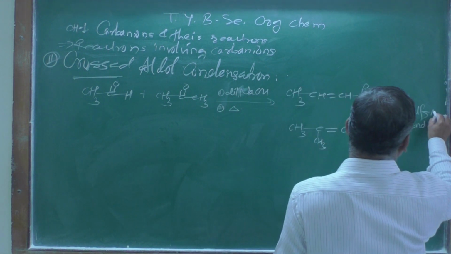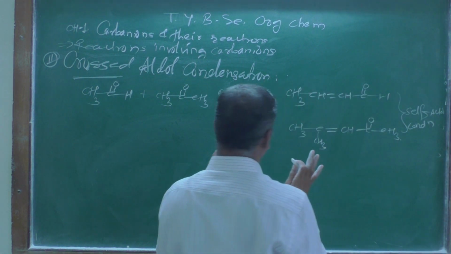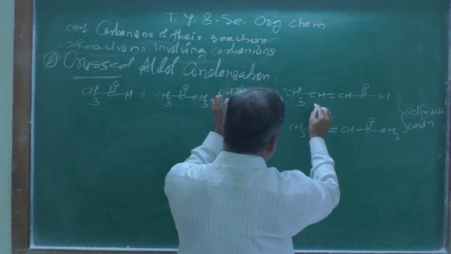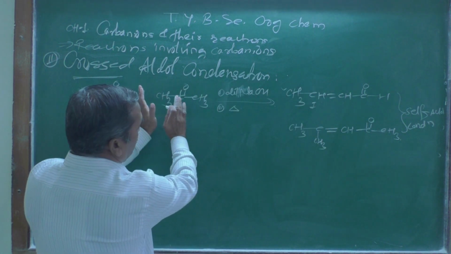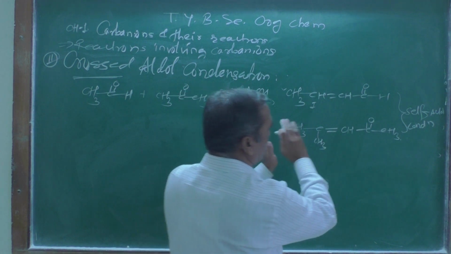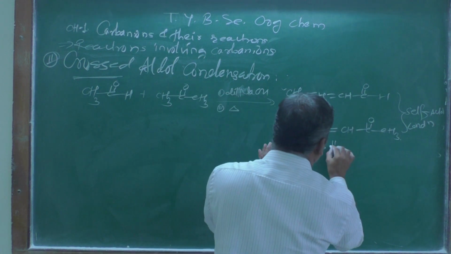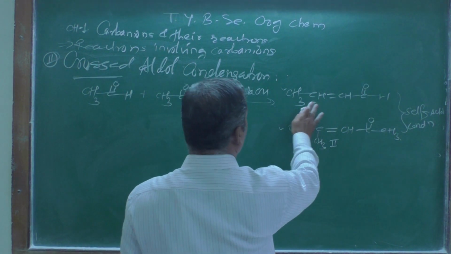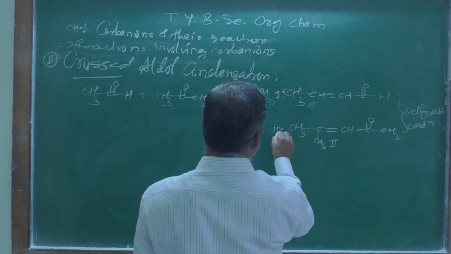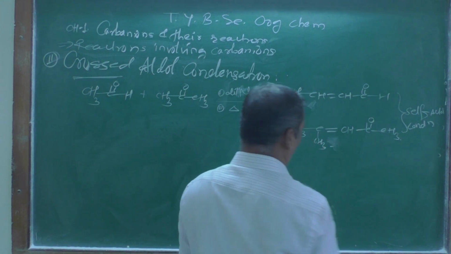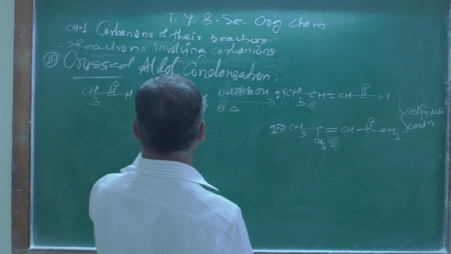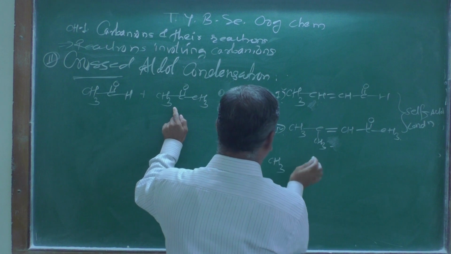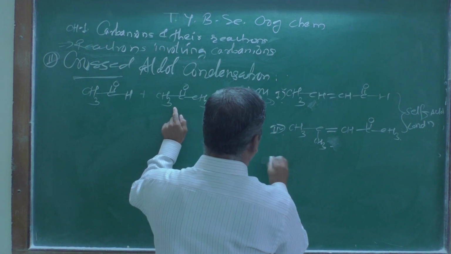Self aldol condensation reaction means what? Two molecules of acetaldehyde result in this compound first, and two acetone molecules undergo self aldol condensation reaction. The resulting compound is the second one, right? Now this one is the first one, this one is the second, we can call it. And now the third one, which one? Let us see over here. The third one will be like this.